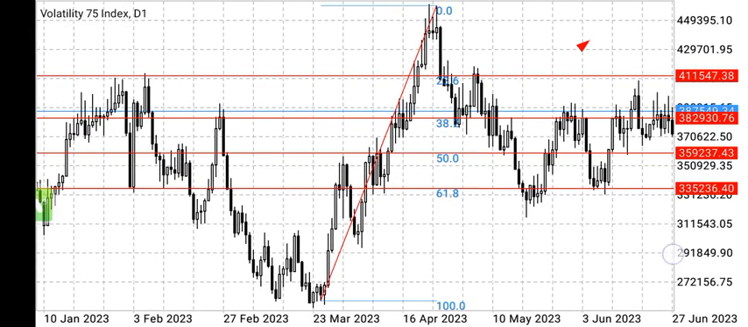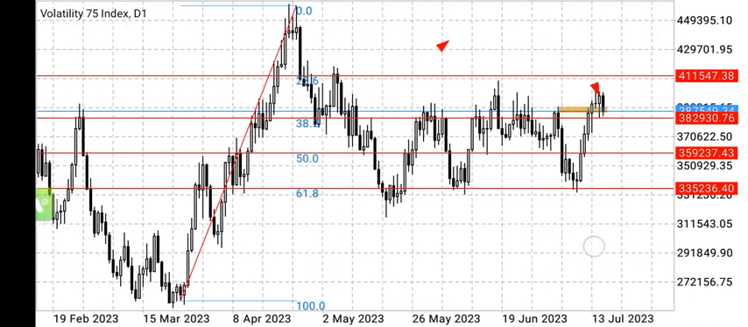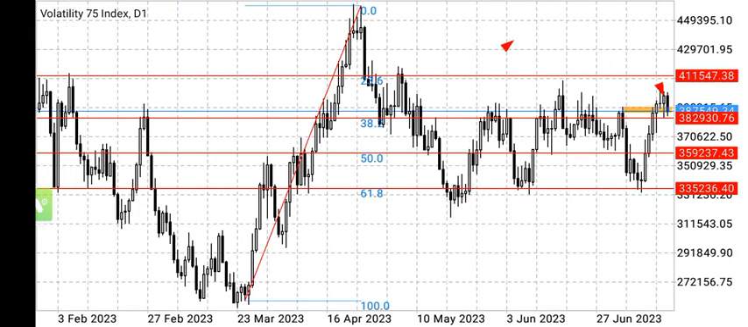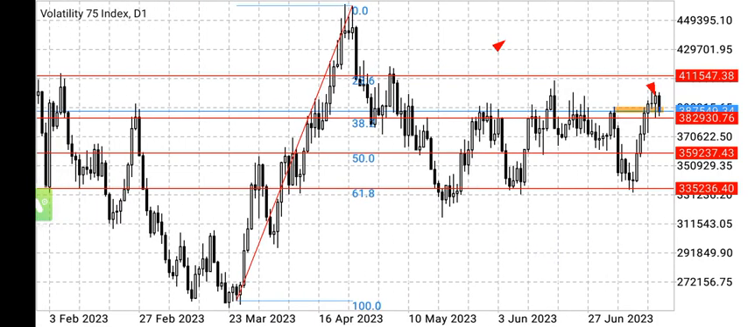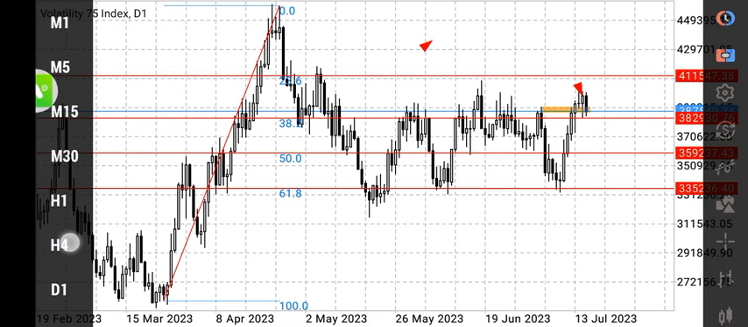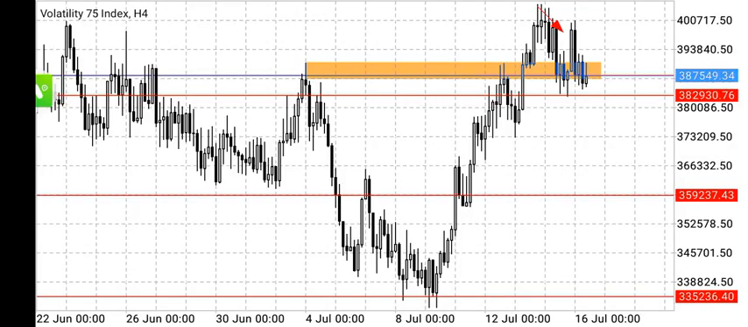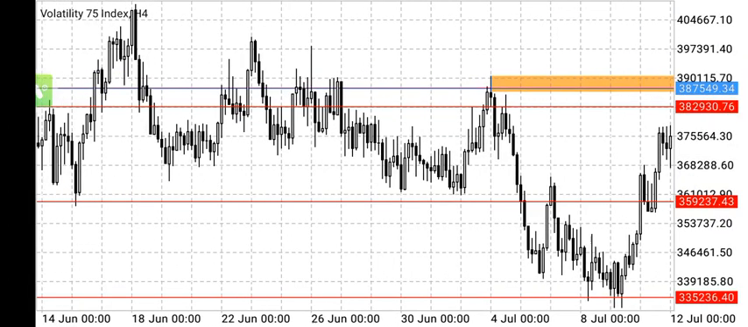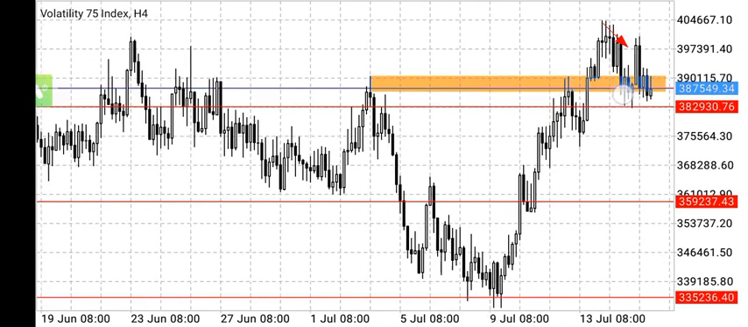Now you should understand that you won't just pick your trend and mark daily support and resistance like this and expect to trade on it. You probably need to come to a lower time frame. So now coming to an H4, let's see if we can identify something. Remember, we've already labeled them. This is our 38.2 line.